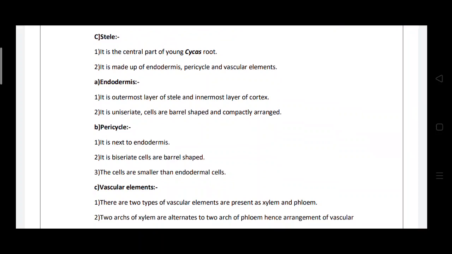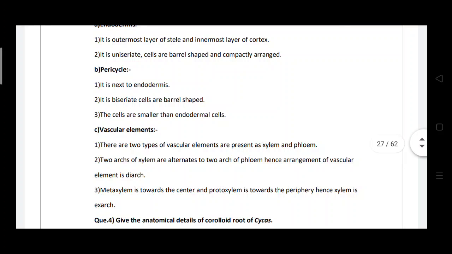Next to the endodermis, the pericycle is present. The pericycle contains biseriate cells which are barrel shaped. These cells are comparatively smaller than those of the endodermis layer. Then next to the pericycle, the vascular elements are present. Vascular elements means the xylem and phloem.